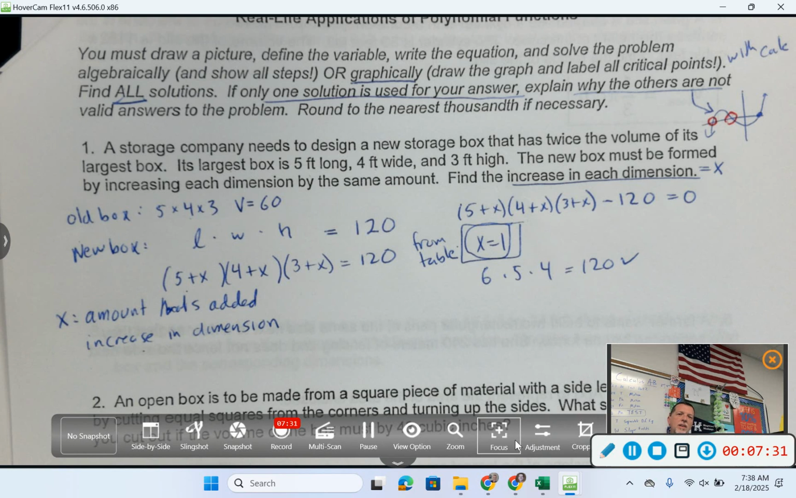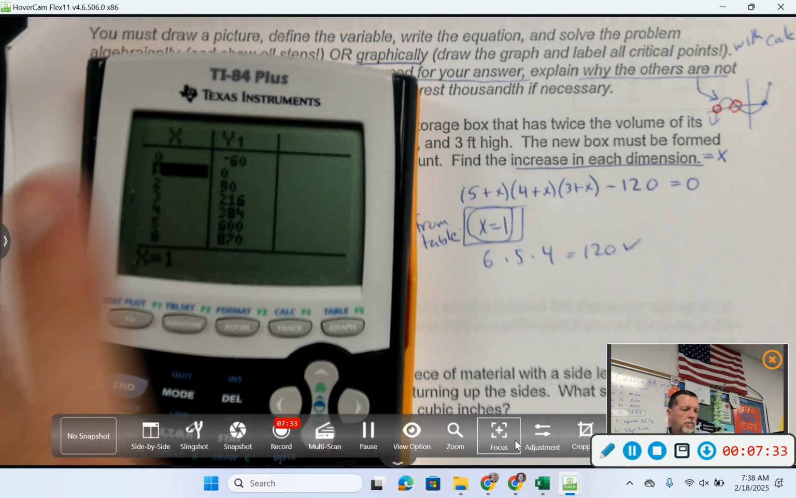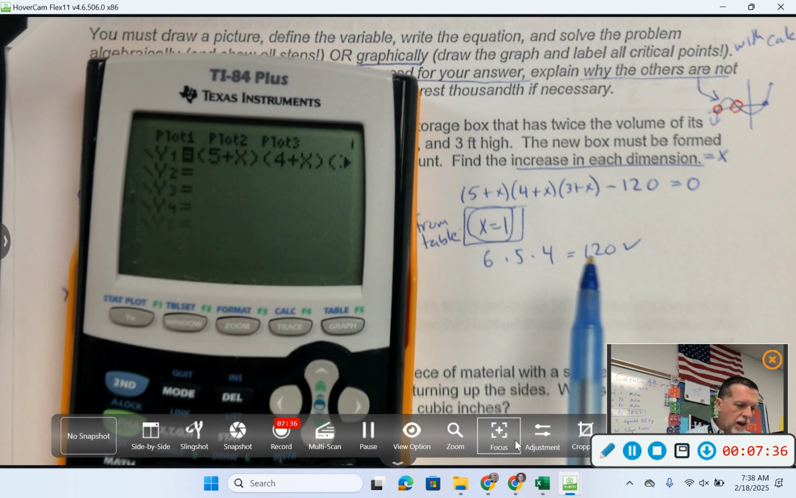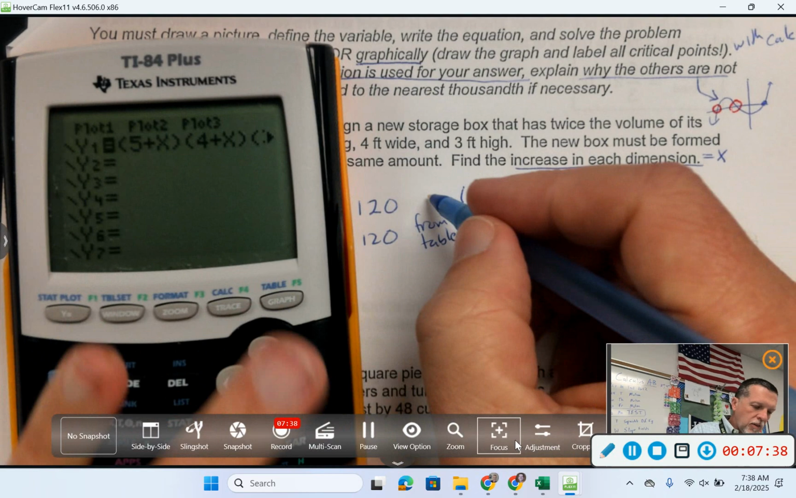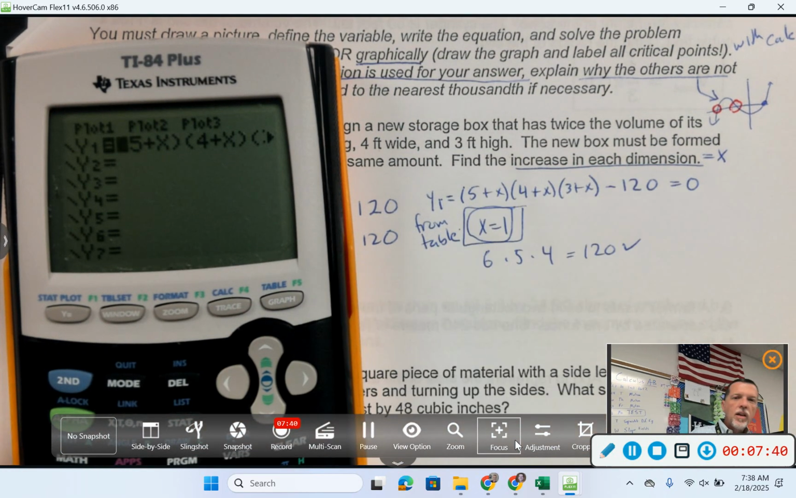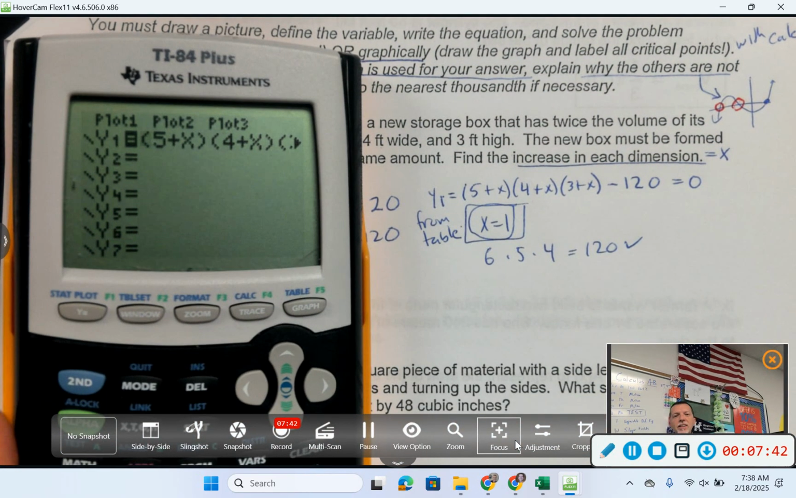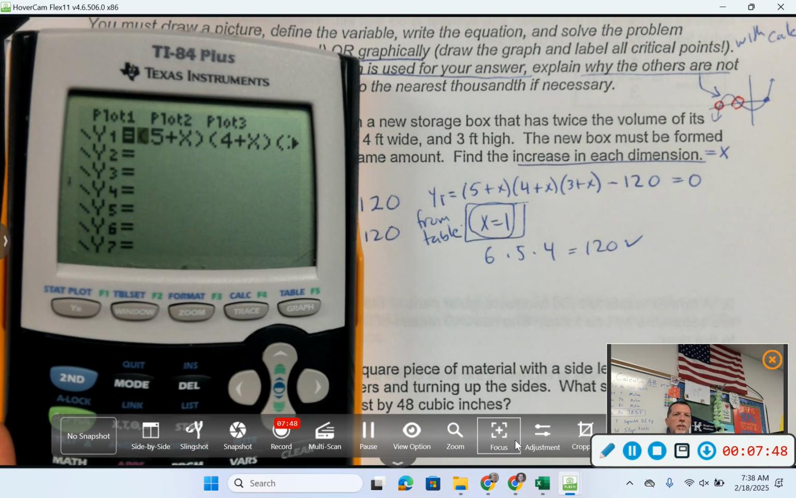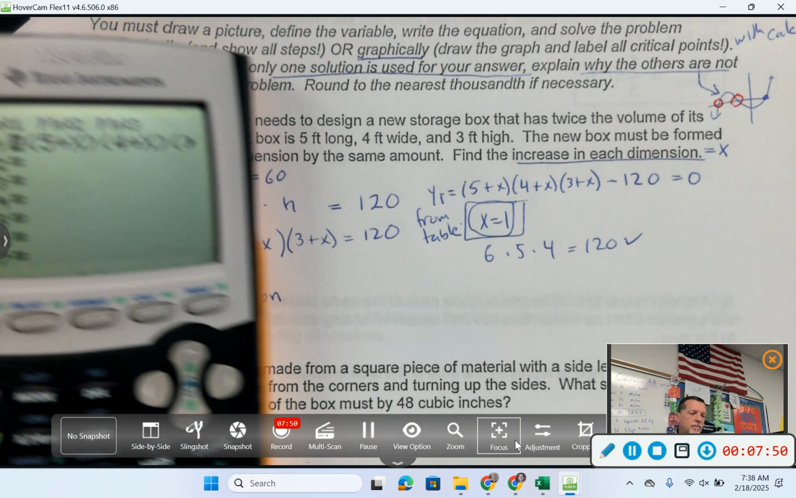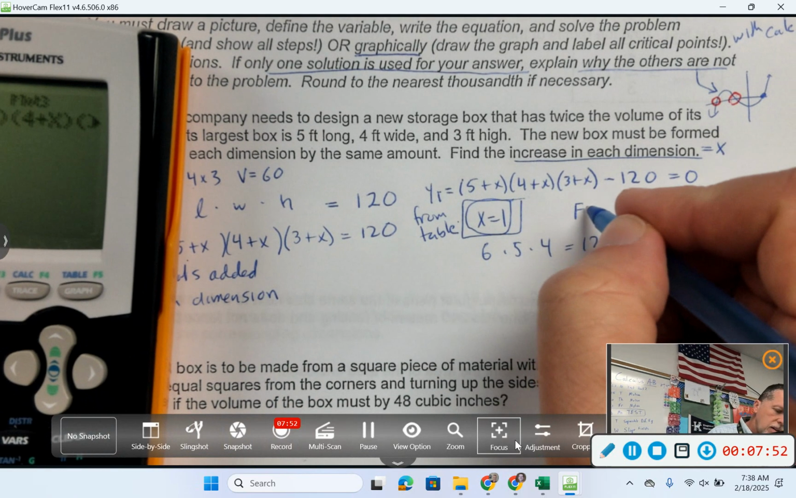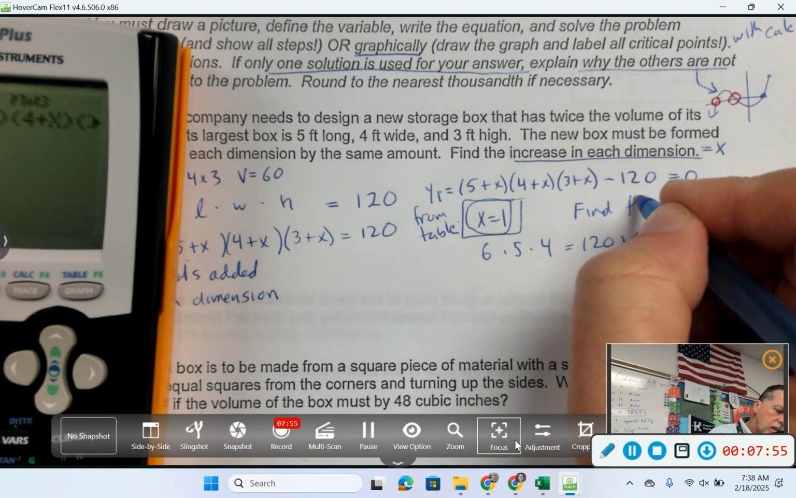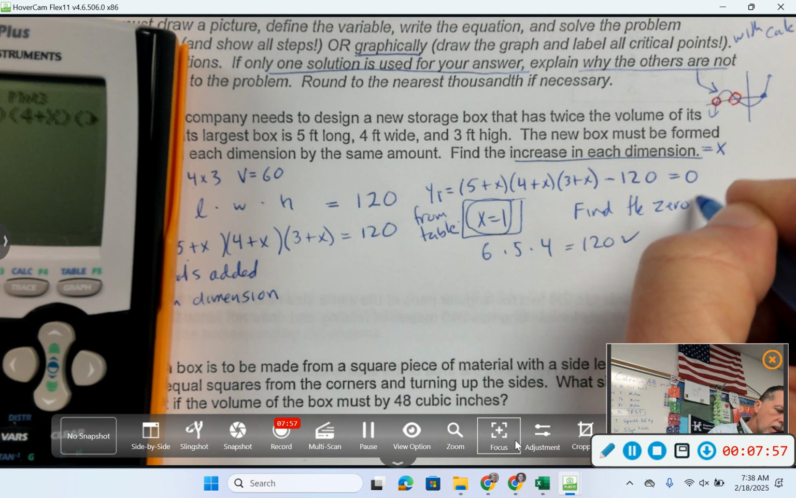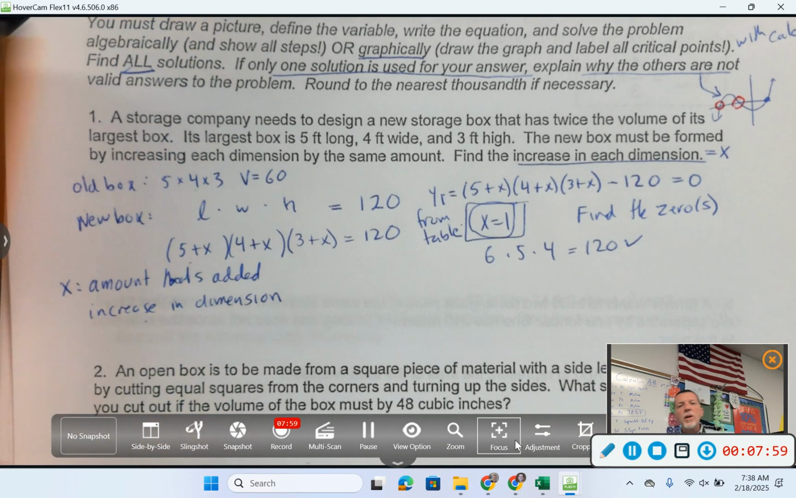Can you explain how you put it in the calculator? Yeah, so in the calculator, I put in this for y1. And I did not multiply it out. I just left it in there, let the calculator handle that. And then you look for the 0. And then I looked for the 0. Find the zeros, because there might have been more than one solution.